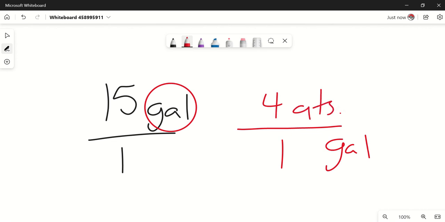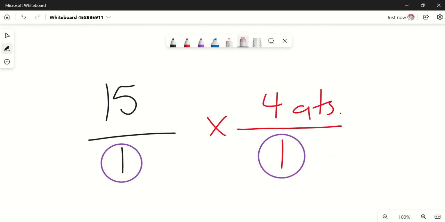And this would be my setup. I would multiply it like this. Basically what I'm doing is multiplying 15 times 4 because we have a 1 here and we have a 1 here. The gallons will go away, they cancel out, and we just multiply straight across.